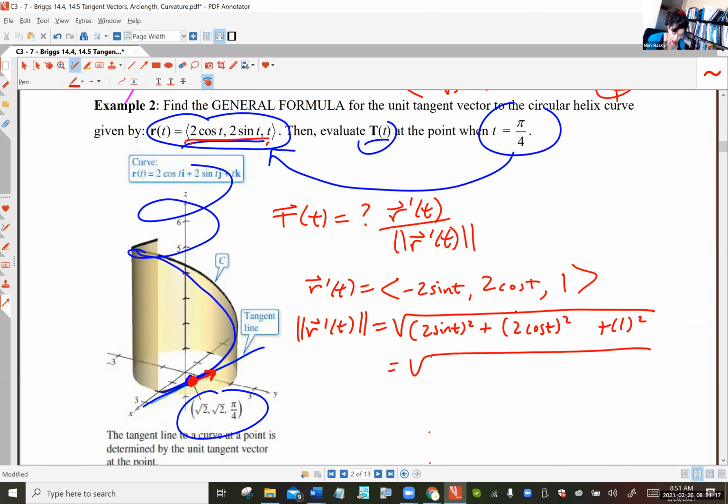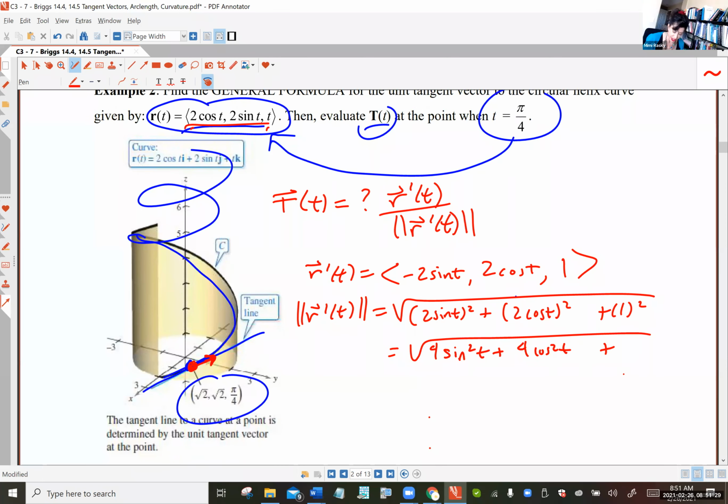And then I'm going to do a little bit of cleanup here. Do you notice anything that we can do using a trig identity here? You can simplify. Mm-hmm. So what do you think I should do to simplify?